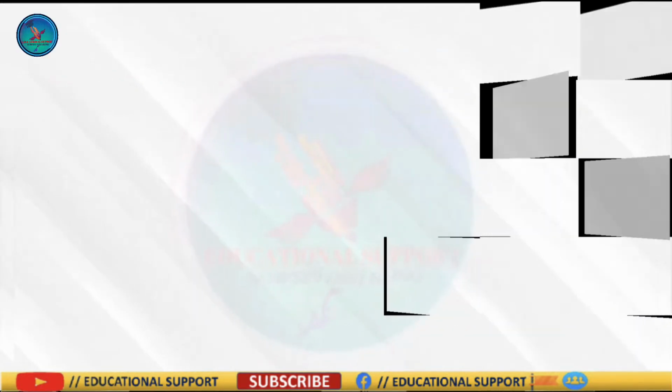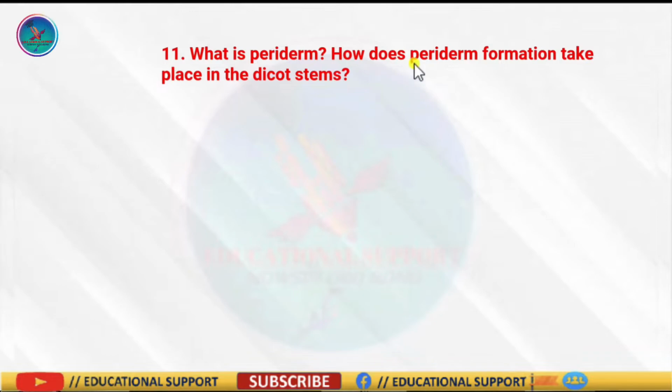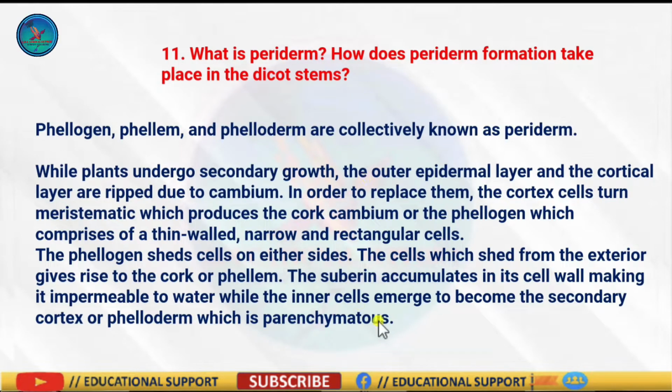Question number 11 is, what is periderm and how does periderm formation take place in the dicot stems? Phelloderm, phellogen or cork cambium, and phellem together constitute the periderm. You know that. So, periderm is protective in function.